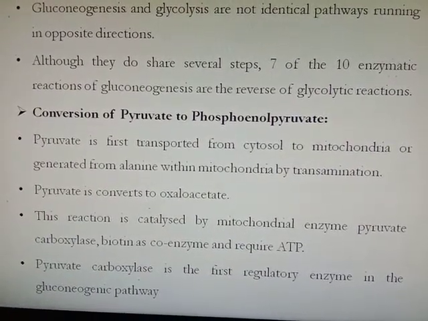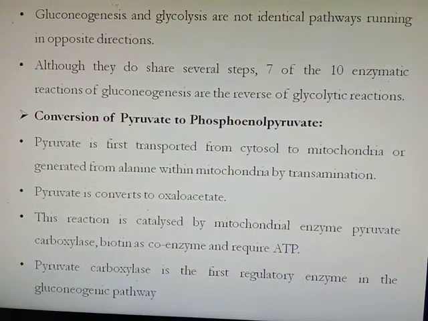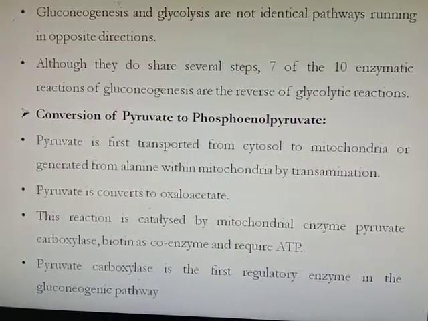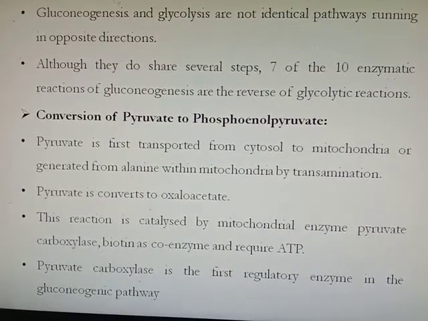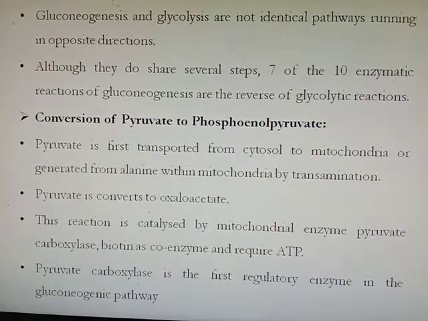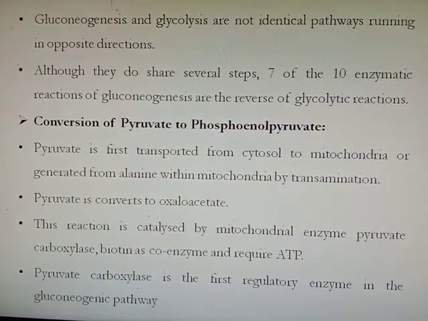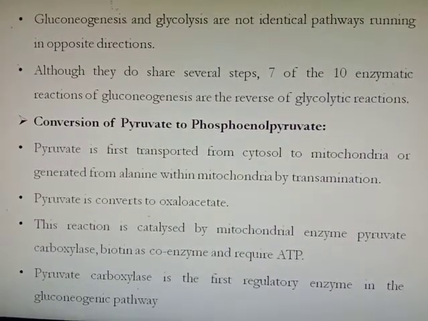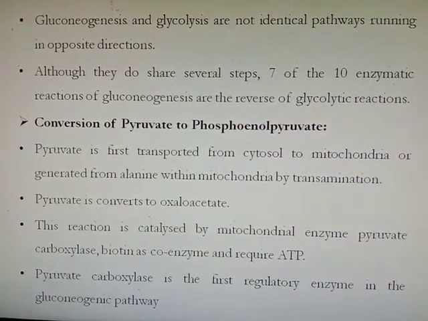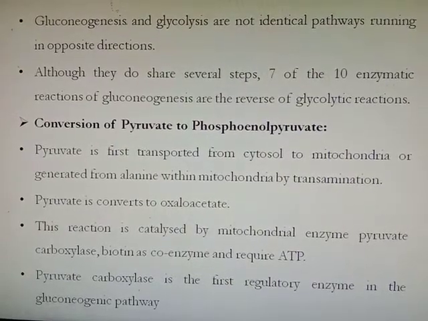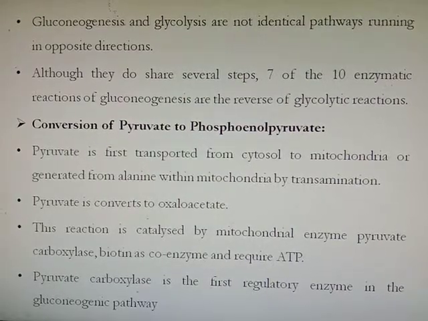First is the conversion of pyruvate to phosphoenol pyruvate. Pyruvate is the end product formed in aerobic glycolysis. Glycolysis takes place in the cytosol where the end product is pyruvate. That pyruvate is first transported from cytosol to mitochondria, or sometimes pyruvate is generated from alanine within the mitochondria by a transamination reaction. Then this pyruvate is converted to oxaloacetate in mitochondria.